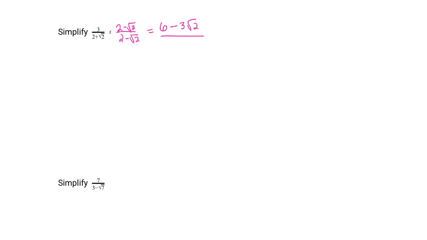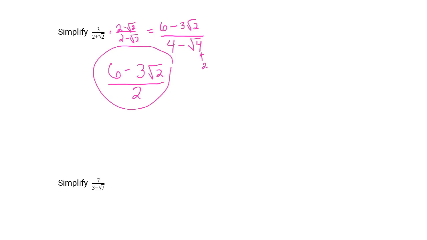On the denominator, first term times first, 2 times 2 is 4. Plus times minus is minus. Square root of 2 times square root of 2 is square root of 4. Simplify just a bit. I've got 6 minus 3 square root of 2. That stays the same. And on the bottom, square root of 4 is the same as 2. So 4 minus 2 is 2. And that's the answer.